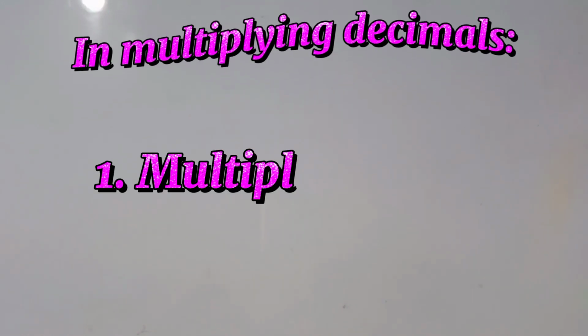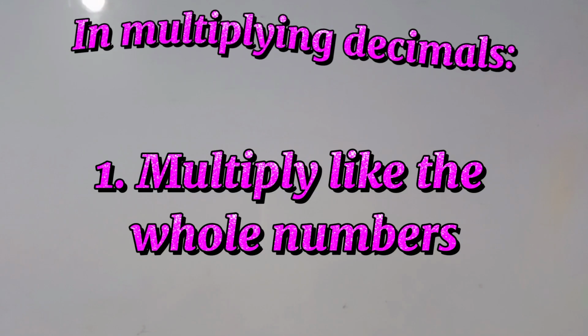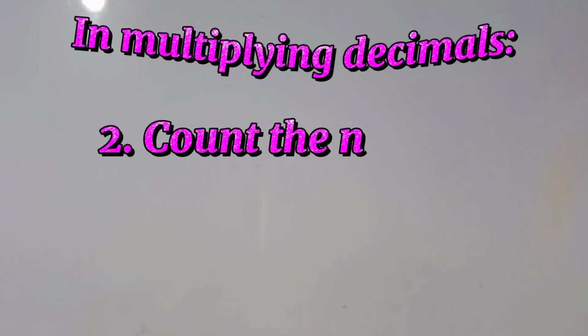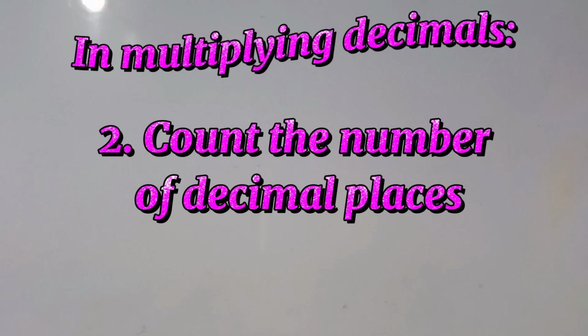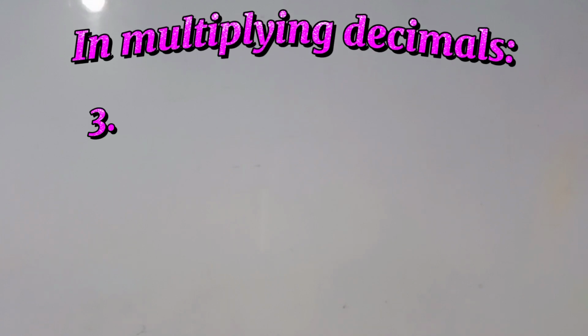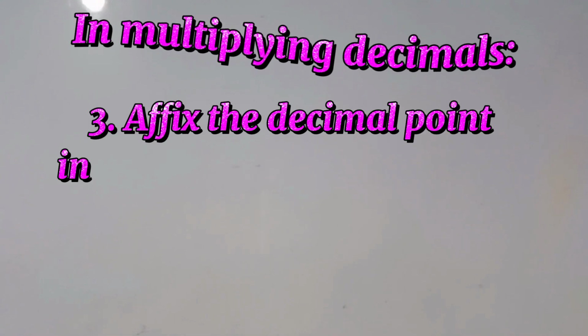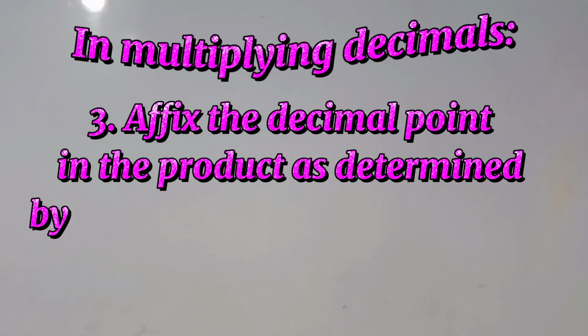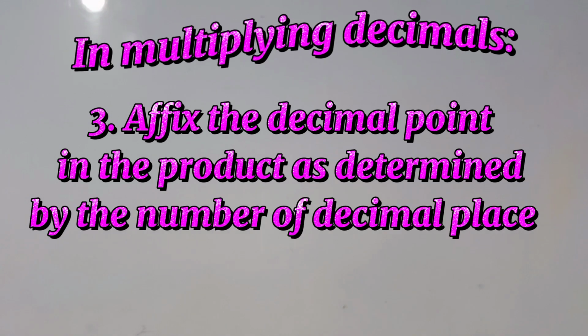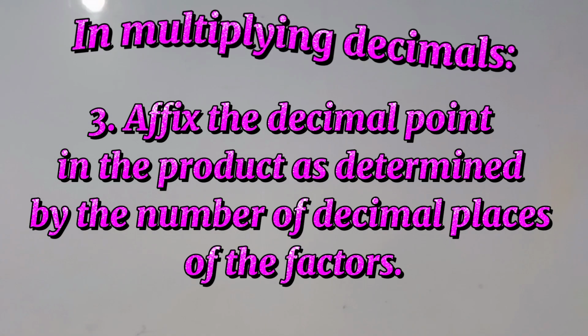First, you are going to multiply like the whole numbers. Second, you are going to count the number of decimal places in the factors. And the last one, you are going to affix the decimal point in the product as determined by the number of decimal places of the factors.